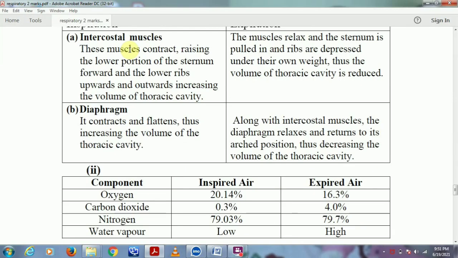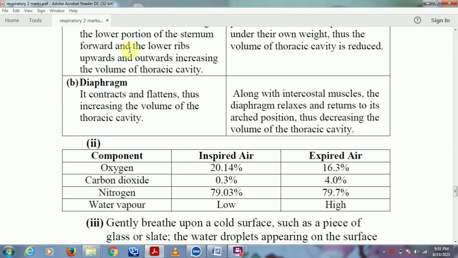The oxygen percentage is approximately 20.14% in inspired air, and in expired air it is 16%. Carbon dioxide is 0.3% in inspired air and 4% in expired air. Nitrogen is 79.03% in inspired air and 79.7% in expired air. Water vapor is very low in inspired air but high in expired air. So this is the concentration of oxygen and carbon dioxide in inspired and expired air.